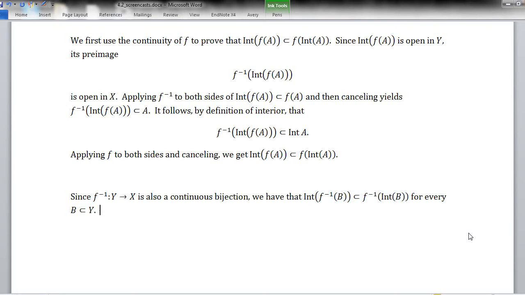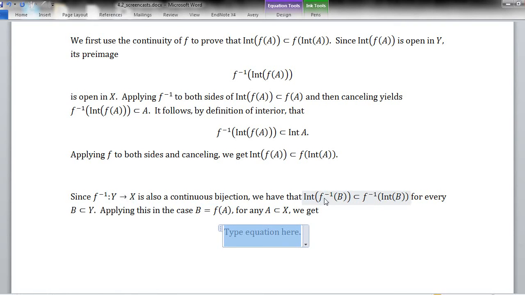To deal with the f inverse on the inside of the parentheses here, I'm going to apply this in the special case where this B in Y is actually f of some A in X. In the case where B equals f of some subset A of X, on the left we have the interior of f inverse of f of A, and those cancel, and we just have the interior of A. On the right side, we just replace B by f of A, and we get a little bit messy: f inverse of the interior of f of A. Is it the right number of parentheses? 1, 2. I think it is.